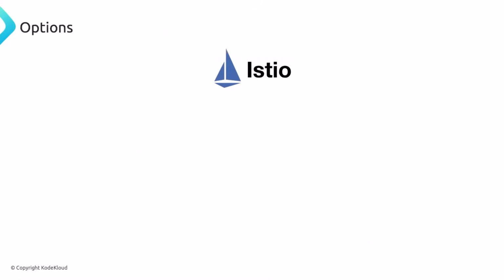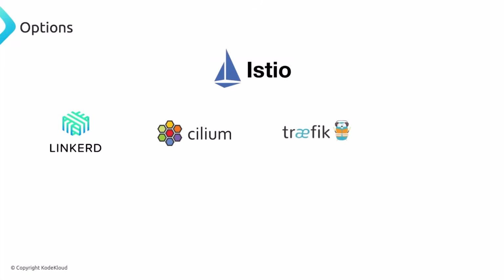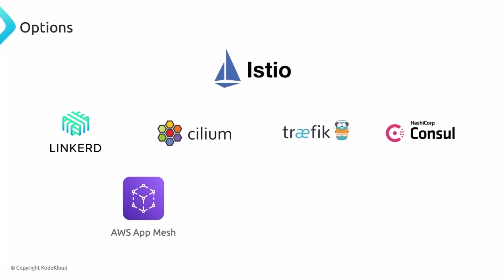There are many service mesh options. We have, of course, Istio, my personal favorite, but you also have other options like Linkerd, which is very, very popular. You have Cilium, another great tool that actually doesn't use sidecars at all. Traefik is another good tool. HashiCorp's Consul is also another option. And I believe AWS has one called App Mesh. Nginx Plus offers a service mesh as well.